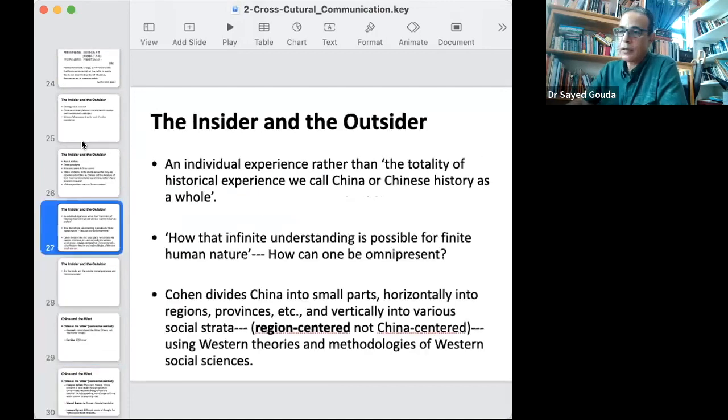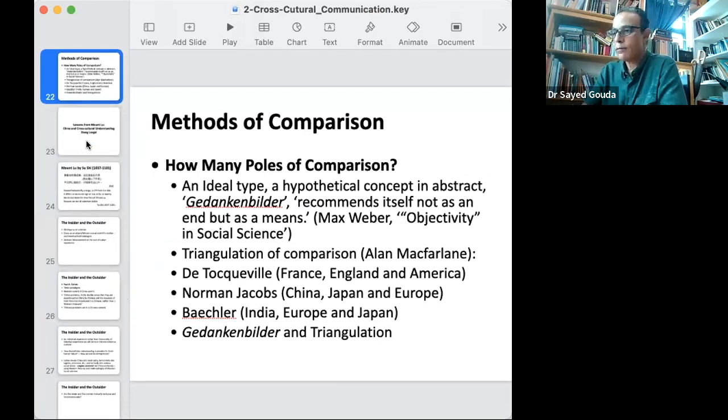And there is here when I showed scholars, like this French Tocqueville, taking France, England, America as an example, and this one, Jacobs, taking China, Japan, and Europe. But again, Europe is too big for a comparison. I agree with you. It's too wide. Which part of Europe do you mean? Maybe it depends also on the topic you are discussing. Because you can't compare China, Japan, and Europe, everything in China, everything in Europe.